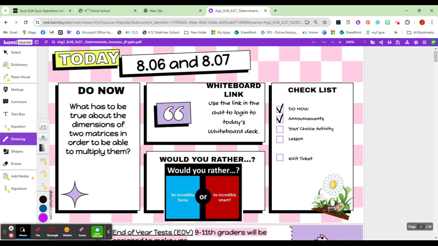So we are right in the middle of Unit 8, and so I thought it was a really good idea to do a lesson on 806 and 807. 806 is finding determinants of matrices, and 807 is finding inverses of matrices.